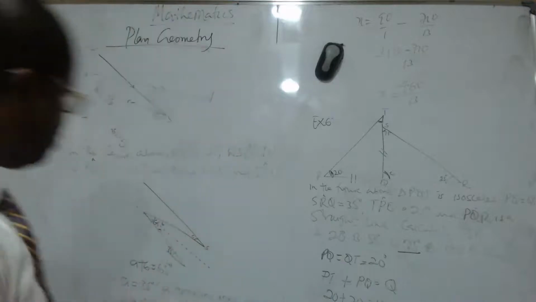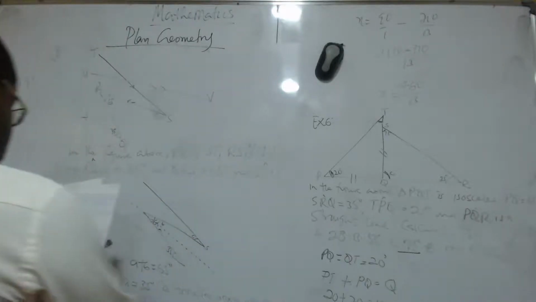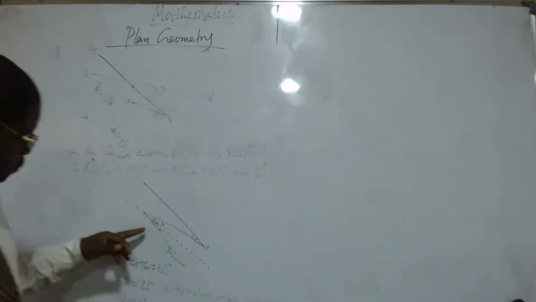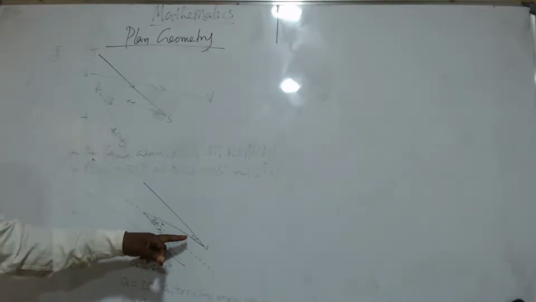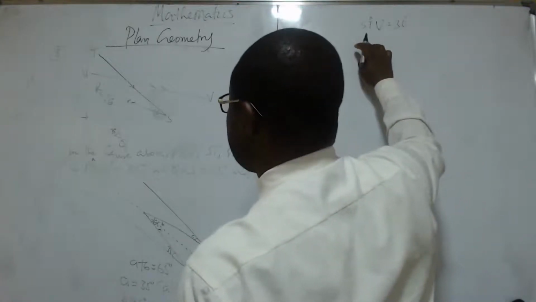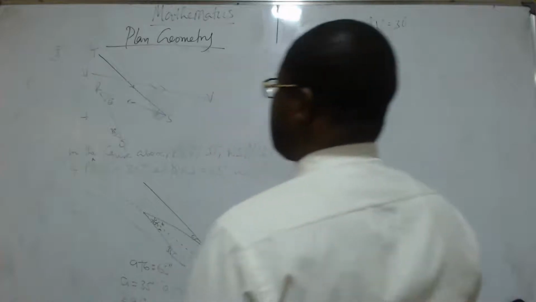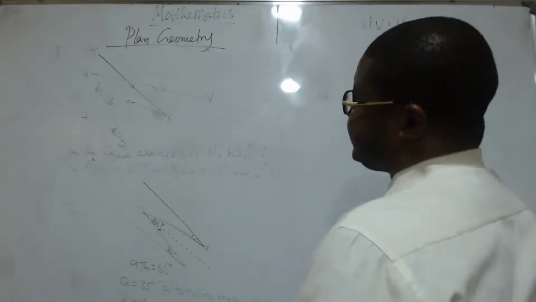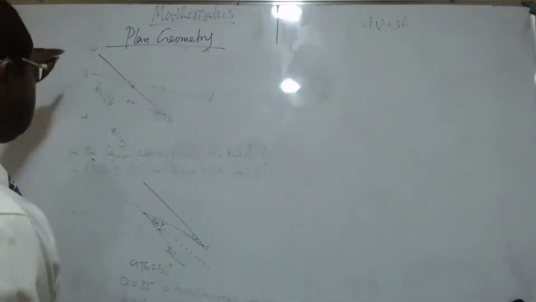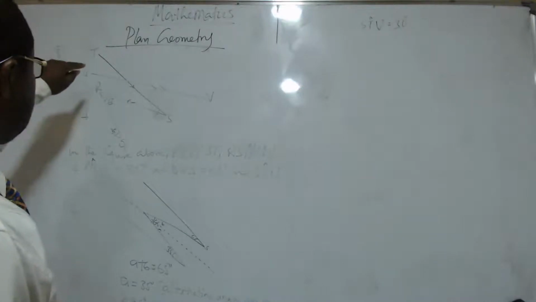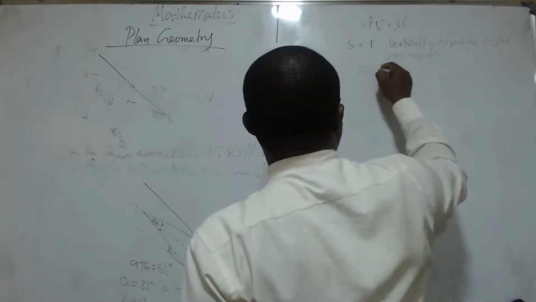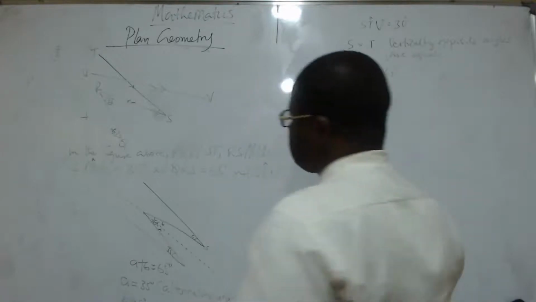Sorry, I did not put the option. So my angle here now will be 30. They are equal. Therefore, my X is 30 degrees.